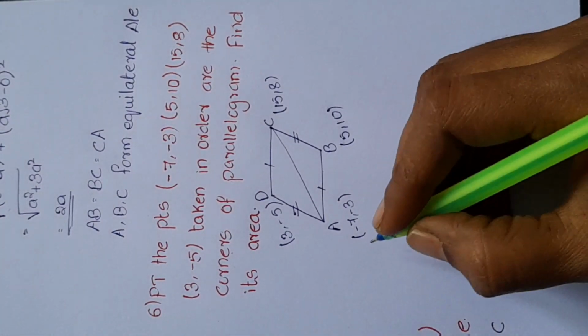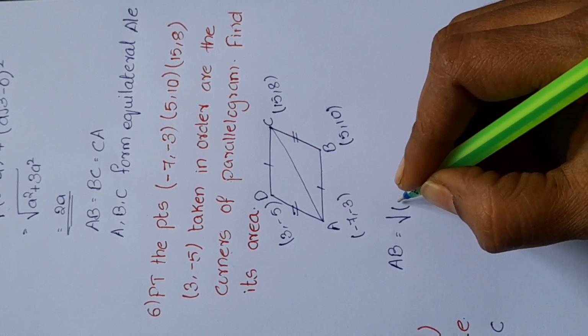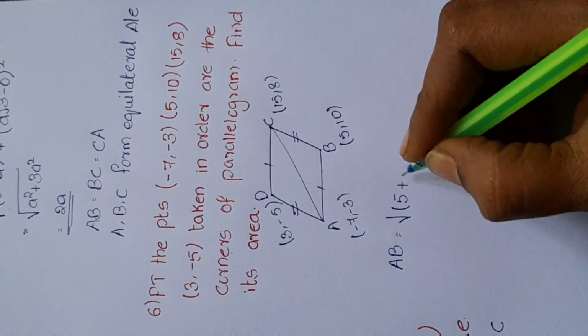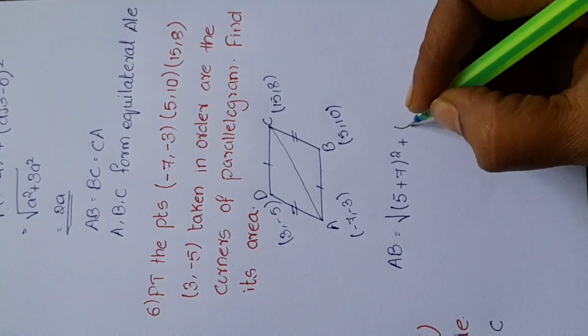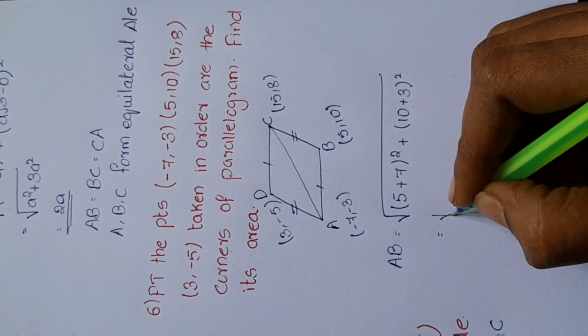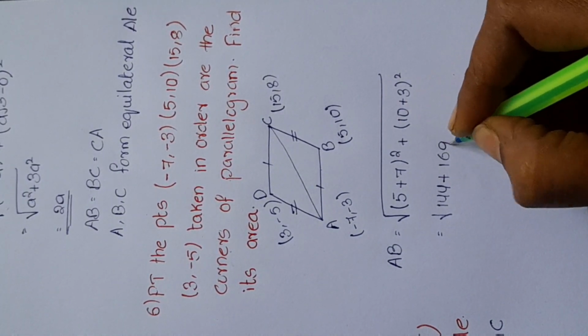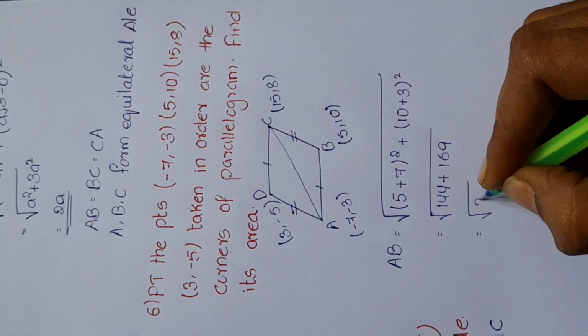Now let us find the distance between the two points A and B. AB is equal to root of (x2 minus x1) which is (5 minus of minus 7) whole square plus (10 plus 3) whole square, which is equal to root of 144 plus 13 square is 169, which is equal to root of 313.